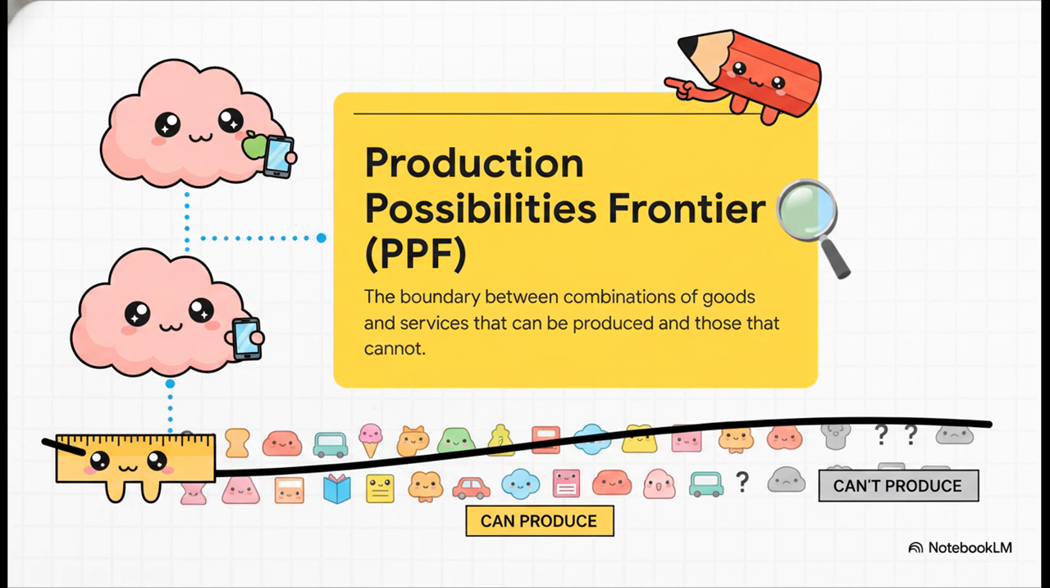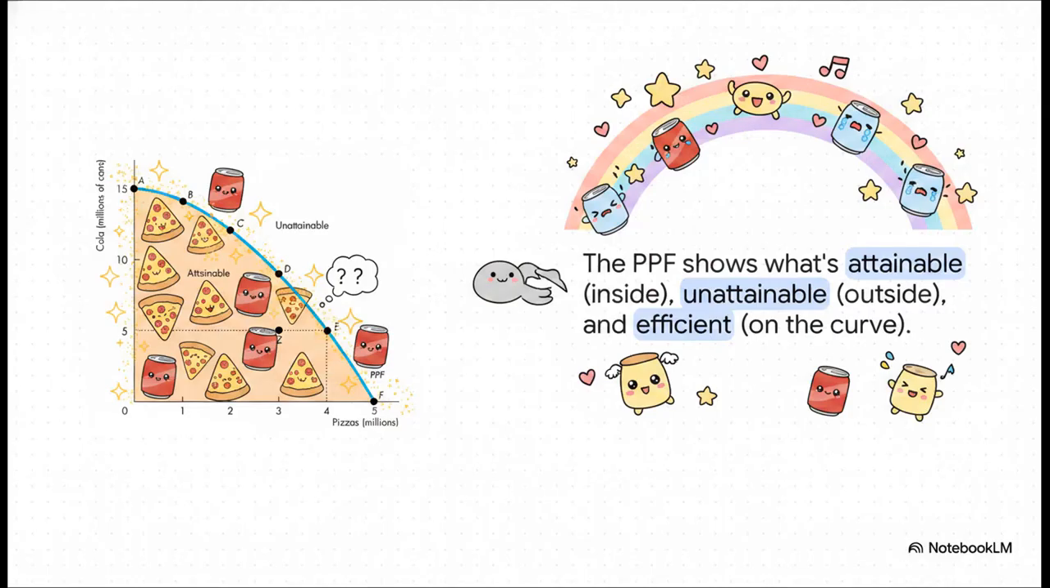So, how do we actually visualize these trade-offs? Well, economists came up with a brilliant tool called the Production Possibilities Frontier. Now, for your exam, burn this definition into your brain. The PPF is the line that separates what we can produce from what we can't, given our current technology and resources. Let's take a look at a classic PPF graph.